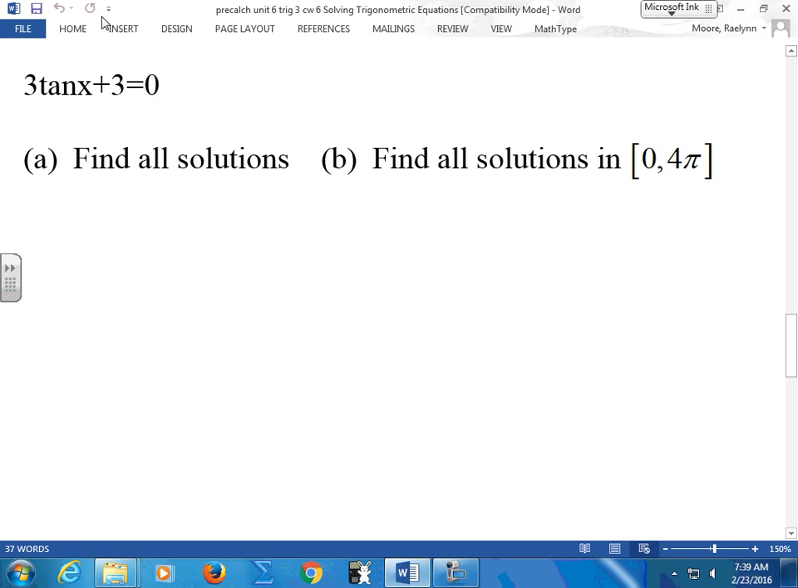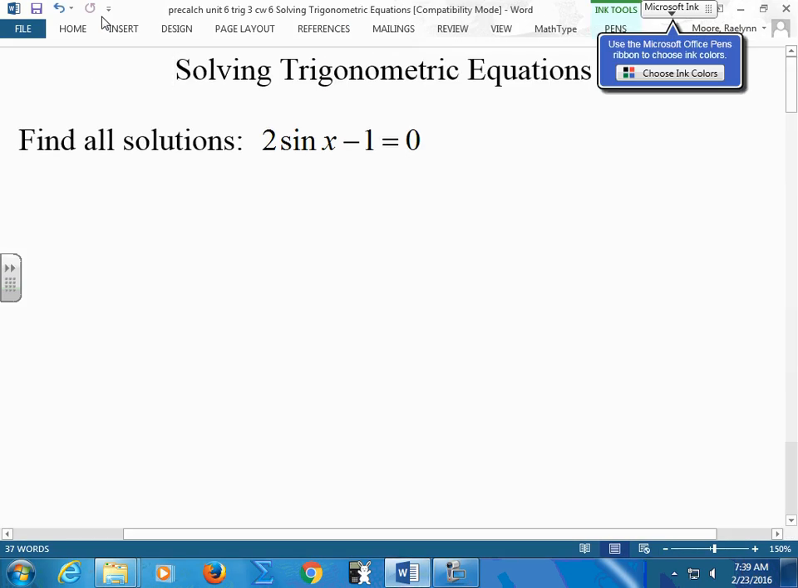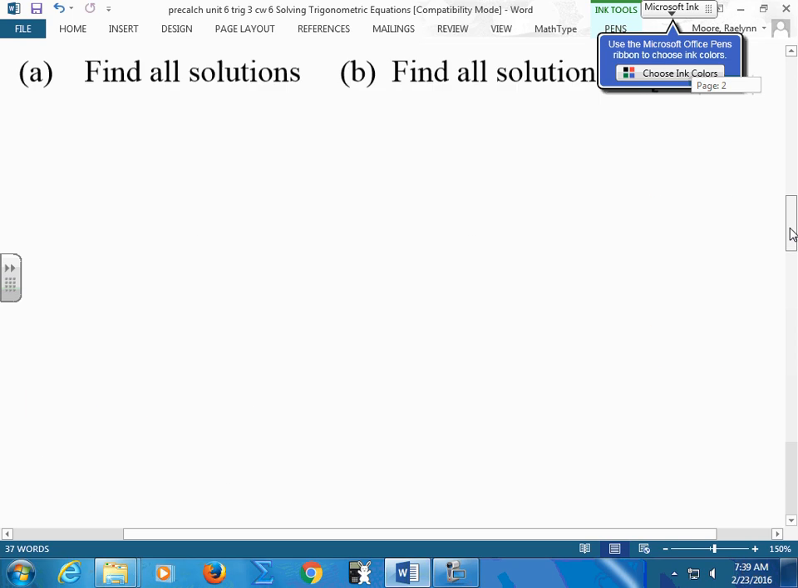Tangent? Well, at least some things are the same. Yeah.